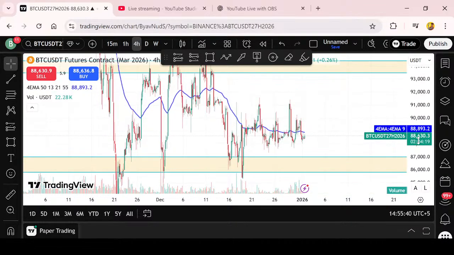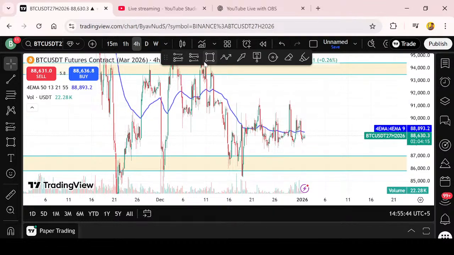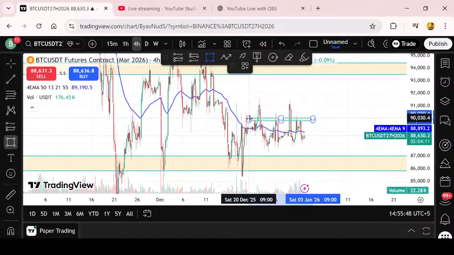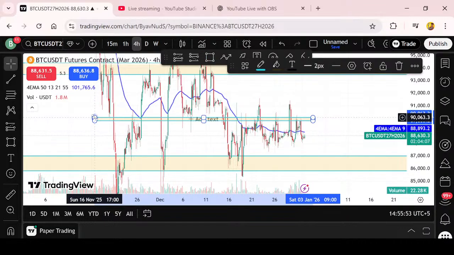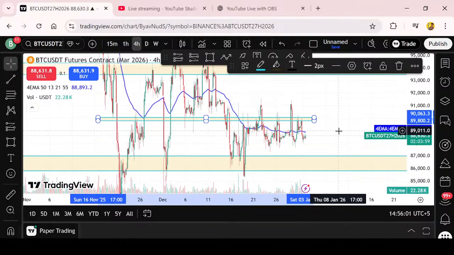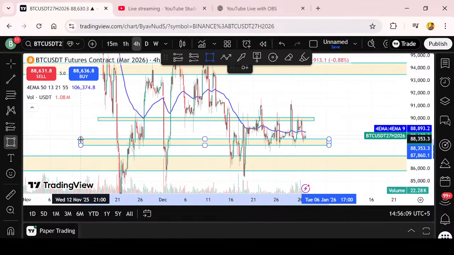Let's see, mark the levels, support and resistance levels on the 4 hour time frame. There is the first resistance level here. You can clearly see first, second, third, fourth, fifth, sixth, seventh. There are a lot of touches here. It is a strong resistance right now. And if we see on the spot, it is exactly on the spot right now. Exactly.